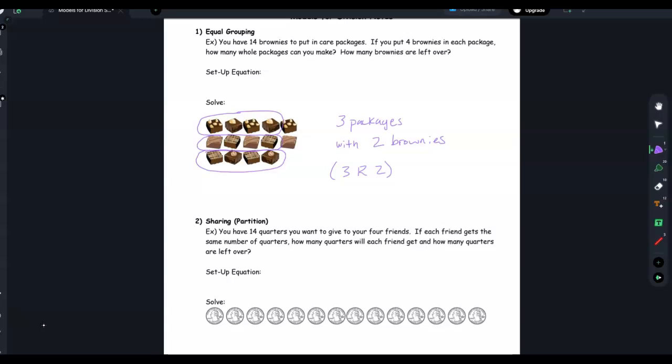So that's another way that you can tell every time you have an equal grouping problem, you should be seeing different units on your quotient and your remainder. So another way you could tell without using the picture is if we did a setup equation, and we could have started with this. You can really do this in any order.